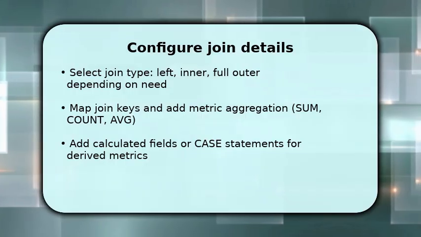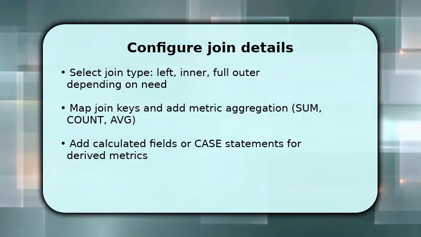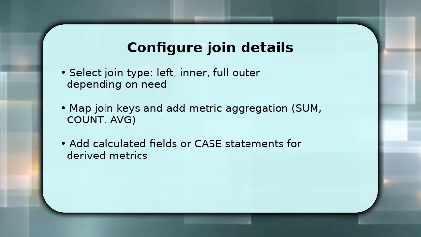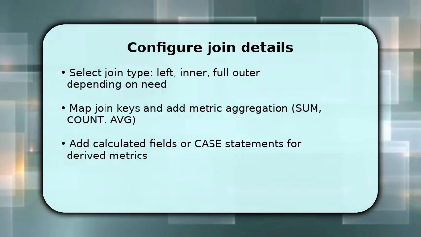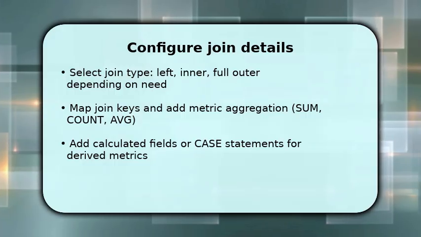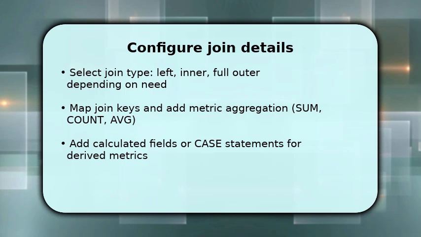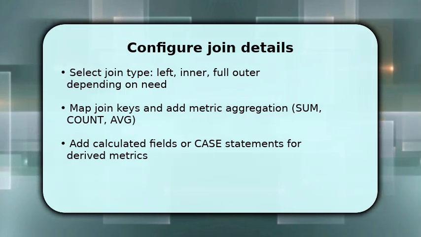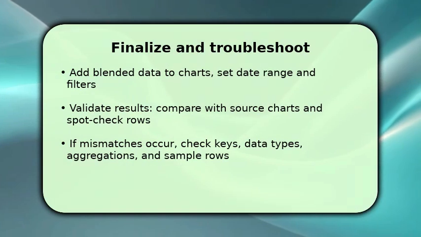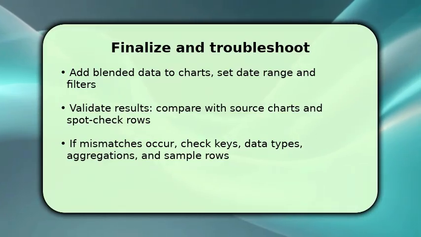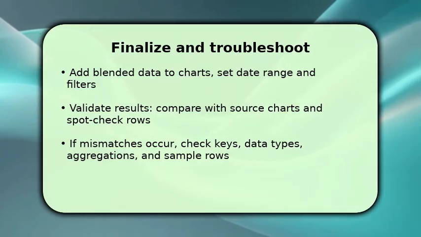Once the basics are set, add calculated fields to reconcile mismatched categories or compute ratios. Make sure to preview row-level output so you can spot duplicates or unexpected nulls before committing the blend. You finish by applying the blended data to your visual and configuring date range and filters. This reveals whether the blend behaves with real report context.